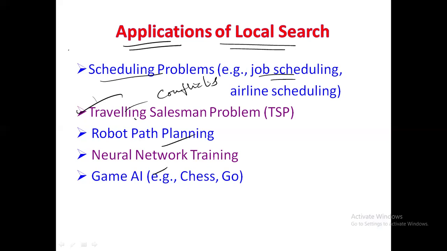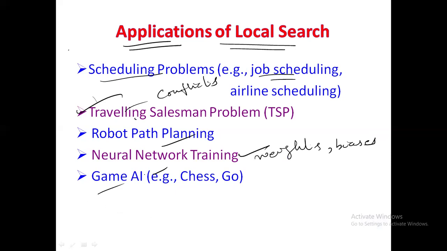The next application of local search is neural networks. In machine learning, for example, local search techniques assist in optimizing neural network parameters, such as weights and biases, and improve accuracy. Gradient descent, a local search based optimization method, is widely used in deep learning models.